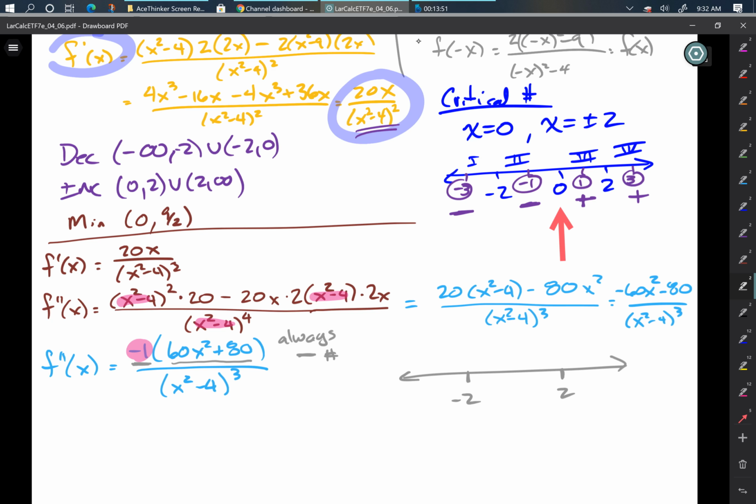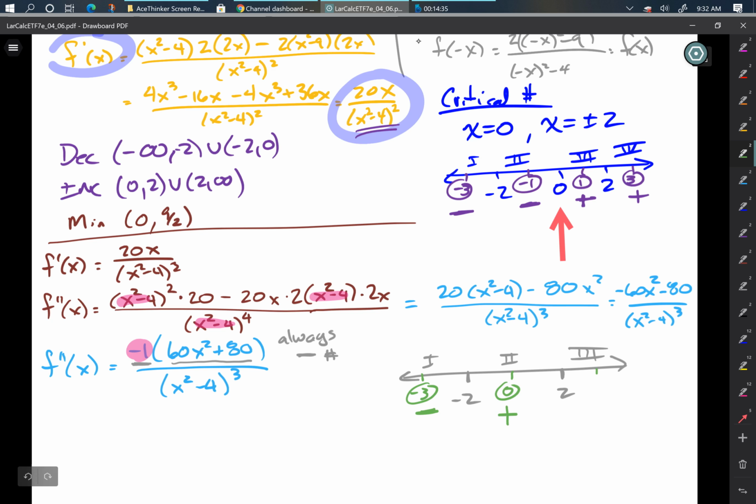All right? So that gives me 3 intervals to test. Now, since the denominator runs the show, that is, the numerator is always negative, the value of the denominator is going to tell me whether this thing is concave up or concave down. On interval number 1, let's say we use negative 3. Negative 3 squared is 9, 9 minus 4 is 5, 5 cubed is a positive number. Denominator is positive, numerator is negative, second derivative is negative. Interval number 2, if I choose 0, plug 0 into the denominator. 0 minus 4 is negative, negative cubed is negative, numerator is negative, denominator is negative, negative divided by negative is a positive.